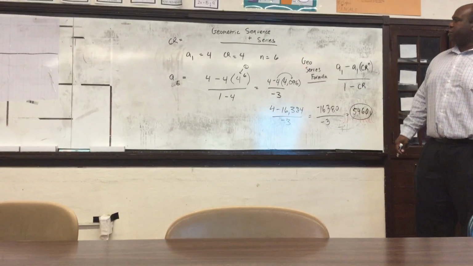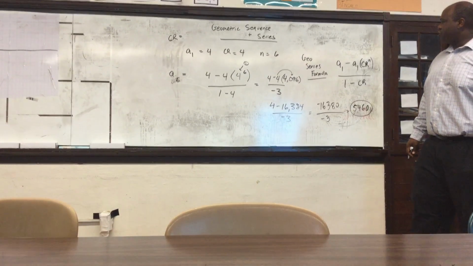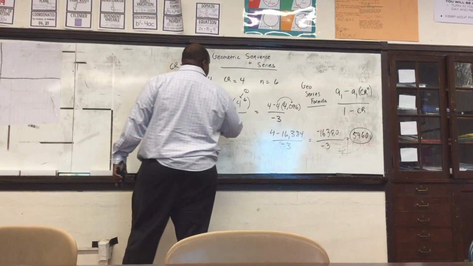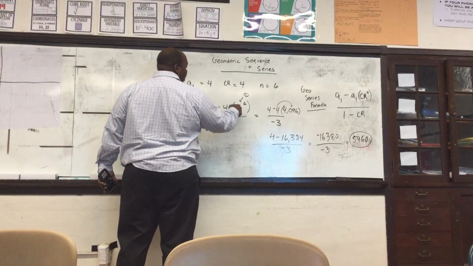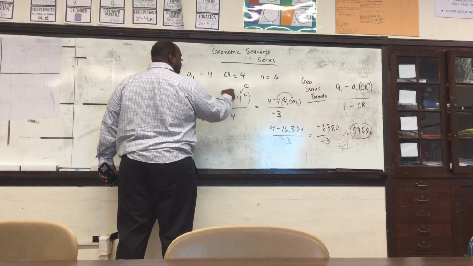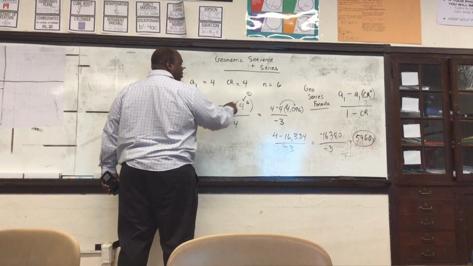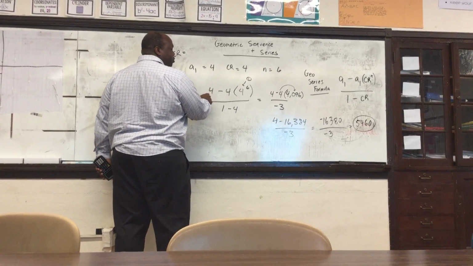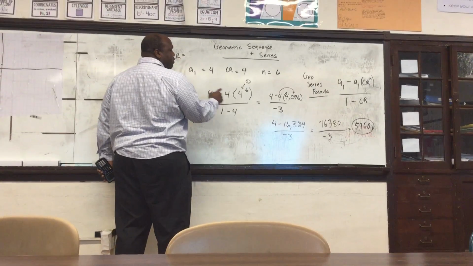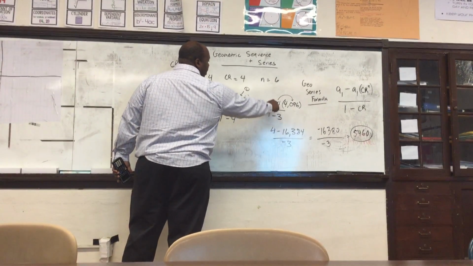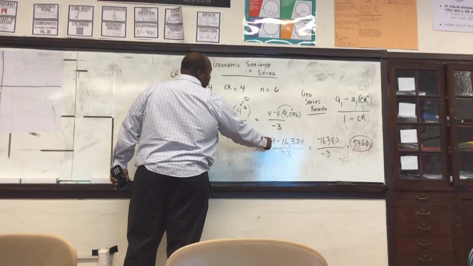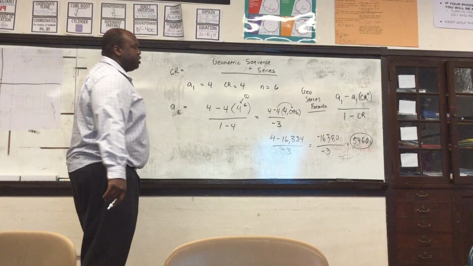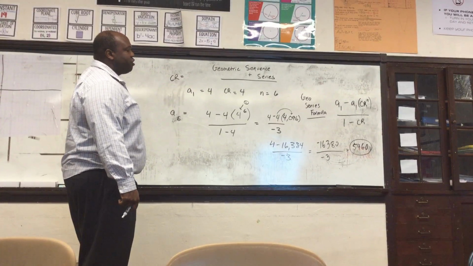Okay? Does everybody see that? So make sure that you understand what's going on. You have to do the exponents first, multiply this by 4, or if you want to do negative 4, that's fine. You can multiply by negative 4. And then from there, if you multiply by negative 4, you have to add 4 to the answer. If you do it my way, I multiply by 4, do 4 minus the answer, and then divide by negative 3. So you will get 5,460.